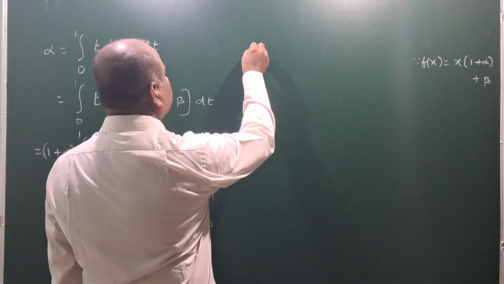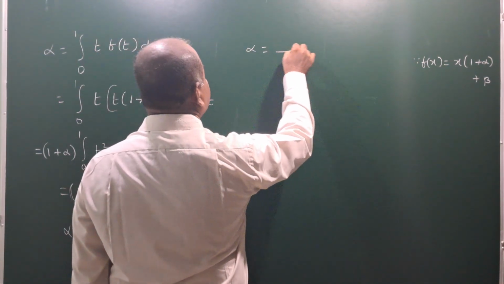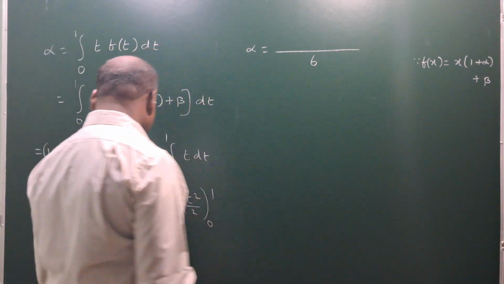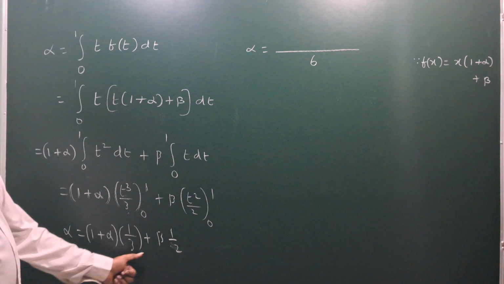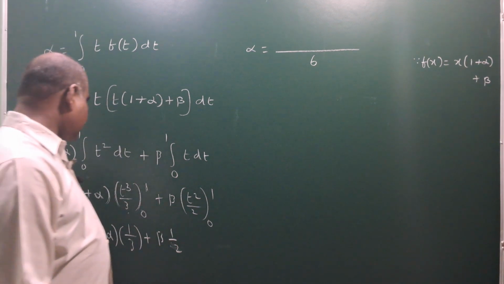Take LCM on the right side. LCM is 3 2s are 6. Here 3 is the denominator and here 2 is the denominator. So 3 2s are 6.